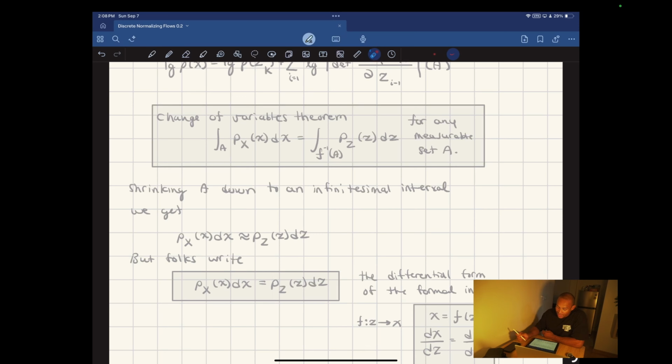So essentially, it's saying if you integrate over an interval to get a probability mass, and you apply an inverse map to that interval and try to get the density in that space, it has to be equal. It's saying that mass cannot be created or destroyed. It can only be transformed.